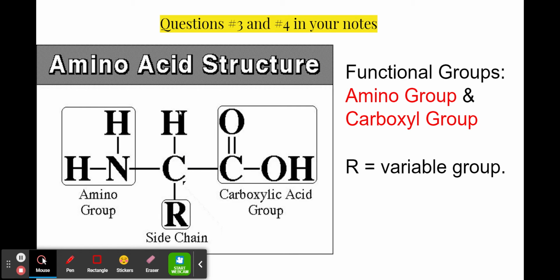So I couldn't have my carboxyl group coming off the north side of this carbon right here and my amino group right next to it. That would be an inaccurate diagram. They always sit opposite each other because they're rather large functional groups. And just to make space for the number of atoms that we need in here, they're always going to be across from one another.